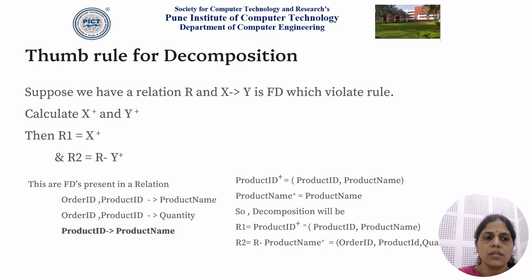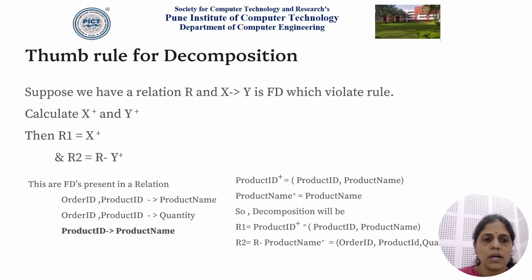I'll tell you one thumb rule for the decomposition which applies for all the normal forms. Suppose any relation is not in any kind of normal form, we have to decompose it. This thumb rule applies for all those relations in which we have to convert a relation into a normal form by decomposing that particular relation.